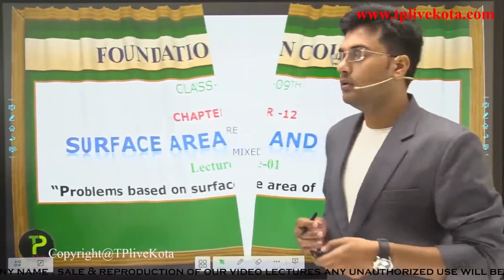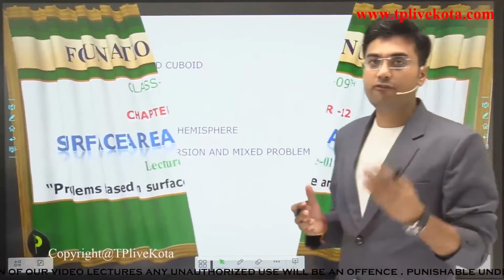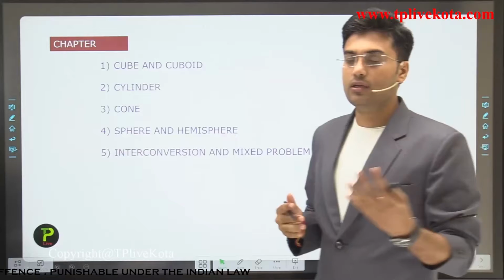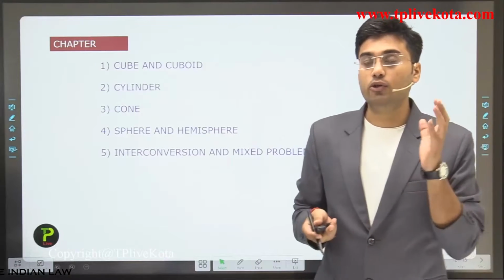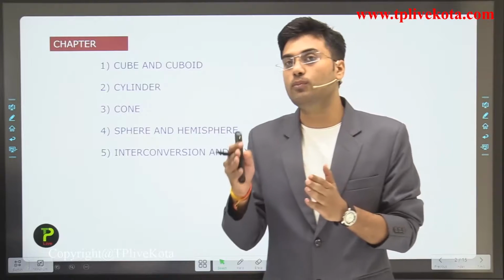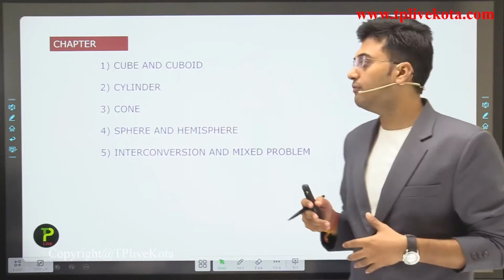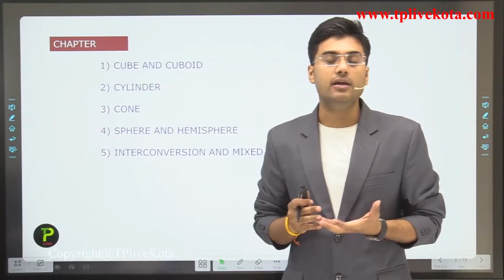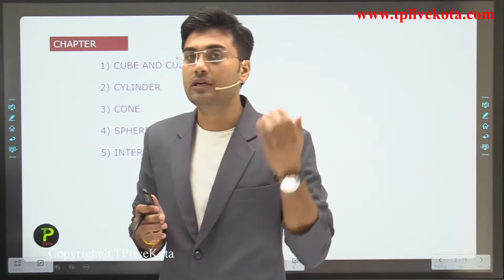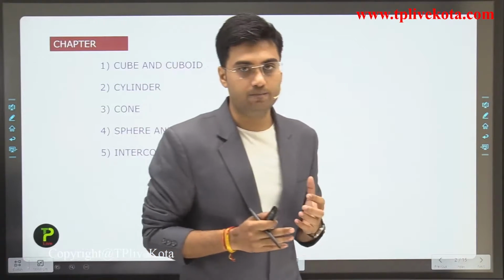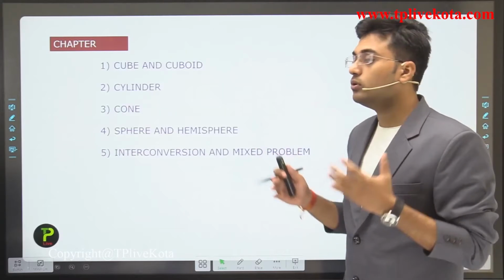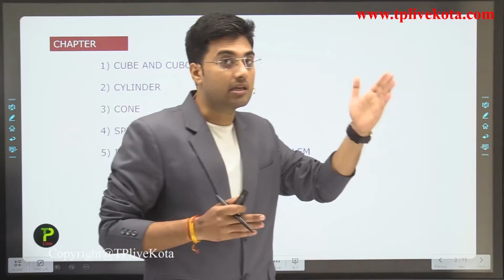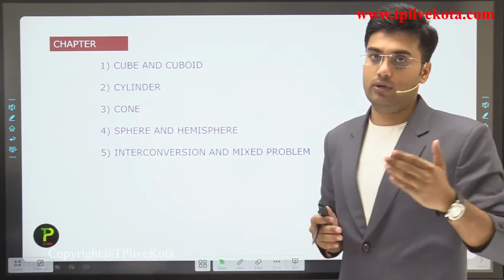Okay? So students, in this chapter, surface area and volume, we discuss cubes and cuboids, what they are, and we discuss questions based on the surface area and volume of cube and cuboid. Then after this we discuss the cylinder, what the cylinder is, and some questions based on surface area and volume of cylinder. Clear? And after this we discuss the cone, what the cone is, and some questions based on surface area and volume of cone again.